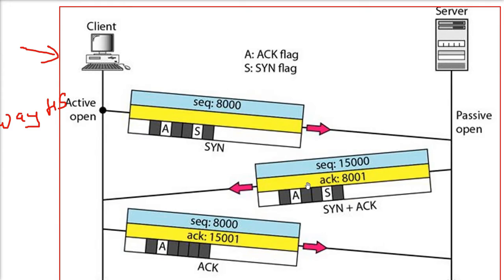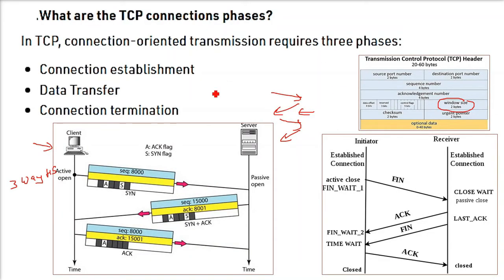The sequence number is nothing but the address of the first byte of the data stream which is going to come. So 8000 is the first byte of the data stream the client wants to send. The server responds: okay, I got 8000, now you start sending from 8001. That is the ACK. Now the server is also sending.